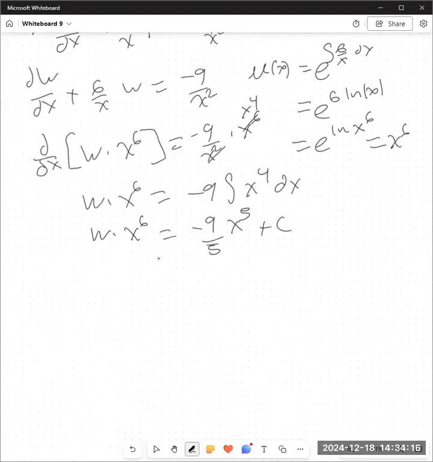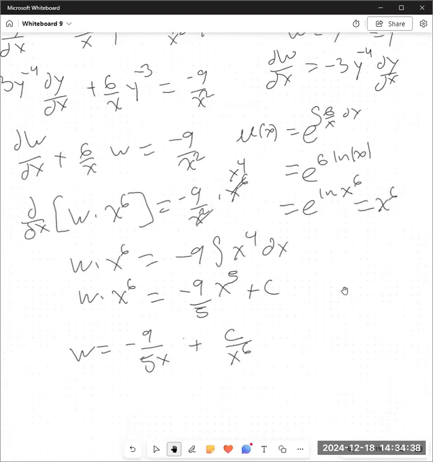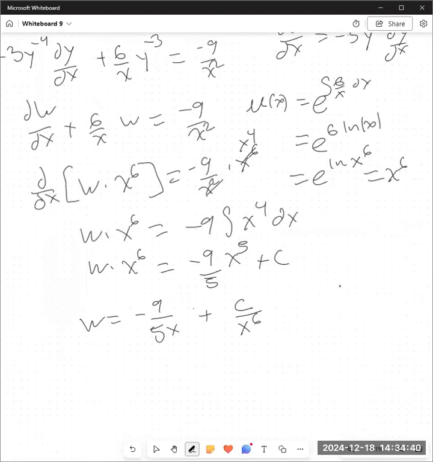And we'll have w is equal to negative 9 over 5x plus c over x to the sixth. I'll write it that way. Normally I write it with negative exponents, but because I have x's and y's coming up here in just a second, w is y to the negative third.